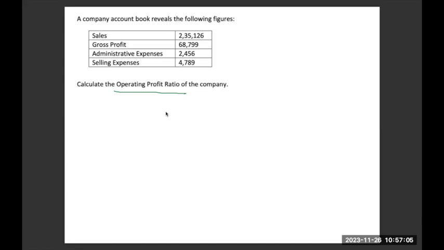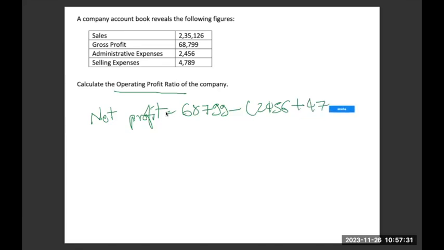Gross profit is everything, okay? The expenses are not yet deducted in the gross profit. You have to deduct the expenses to find the net profit. First, find the net profit by deducting the expense. So here it will be 68799 minus 2456 plus 4789. I have written it in bracket. Its total will be subtracted from 68799.